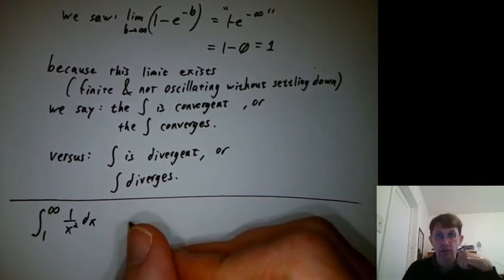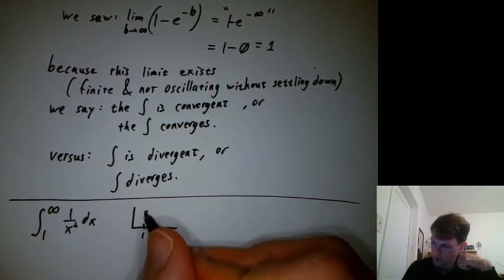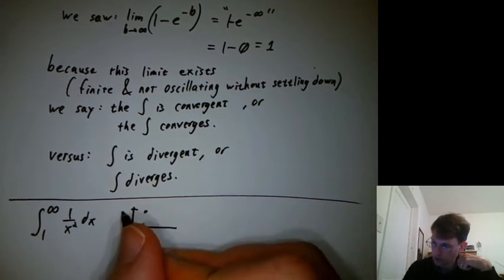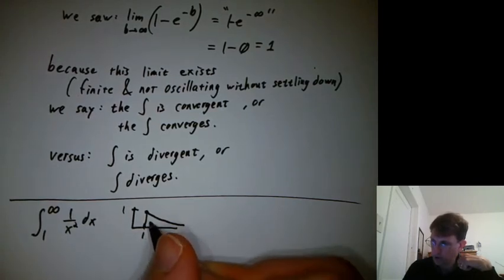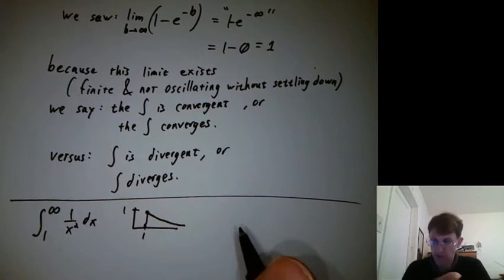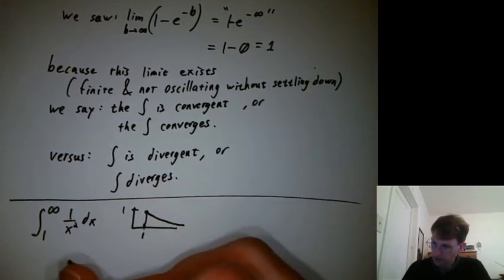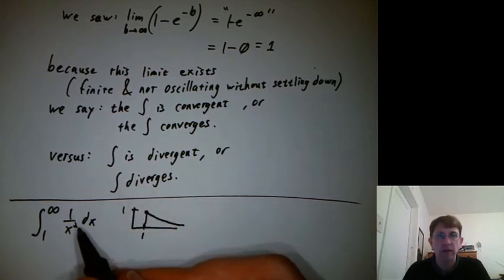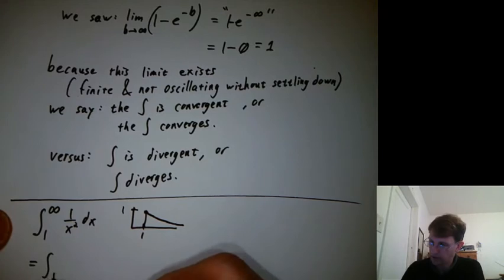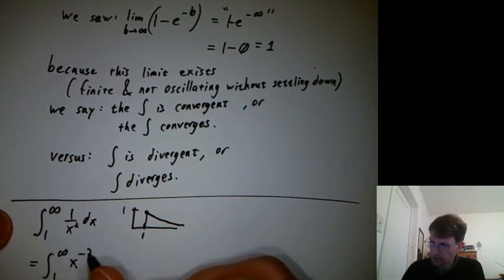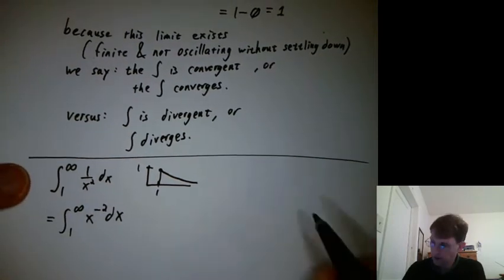A good first thing to do is to graph it. So we're starting here at 1. 1 over 1 squared is 1, and this is falling off like that. So we're asking about that area all the way out to infinity. What's the antiderivative? Well, to take the antiderivative of 1 over x squared, I would want to write it as x to the negative 2 dx. That makes it easier to use the power rule.